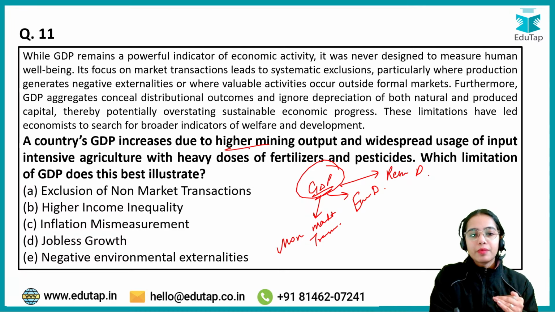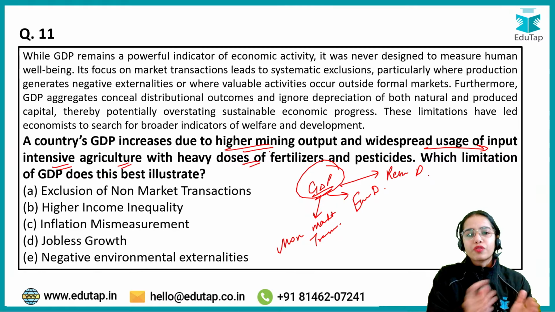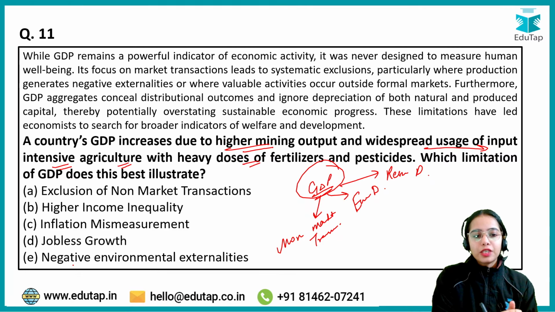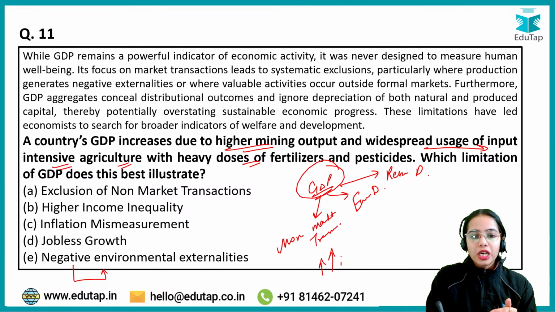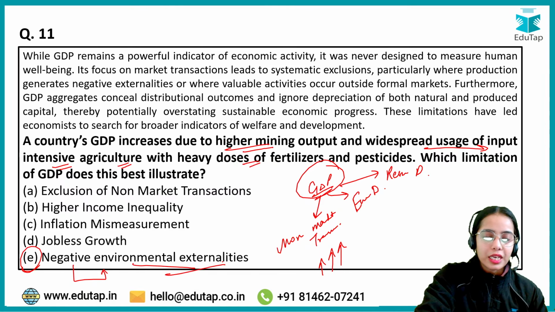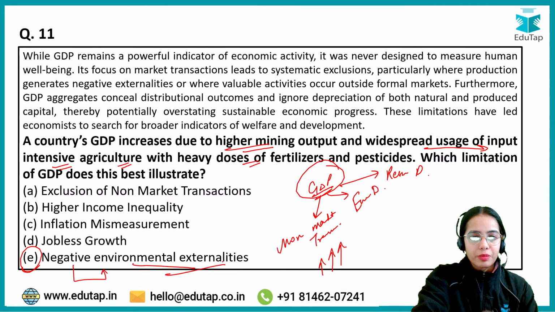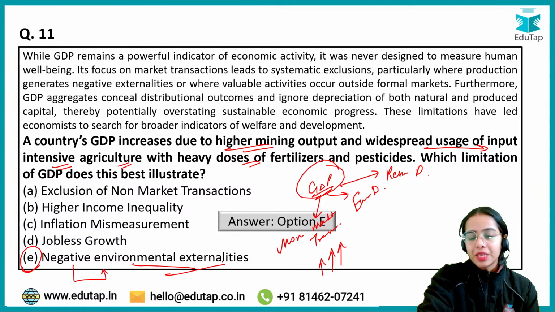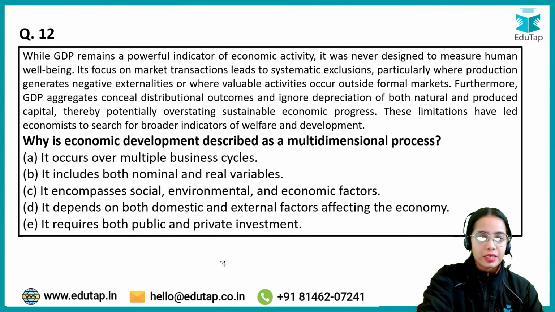If there is higher mining, or widespread usage of input intensive agriculture with heavy doses of fertilizers and pesticides, it can lead to negative outcomes. Even if there is more production in the short run, it leads to negative environmental externalities, a negative environmental impact basically. Okay, so that is the answer. Such analytical questions are what you can expect in the exam.